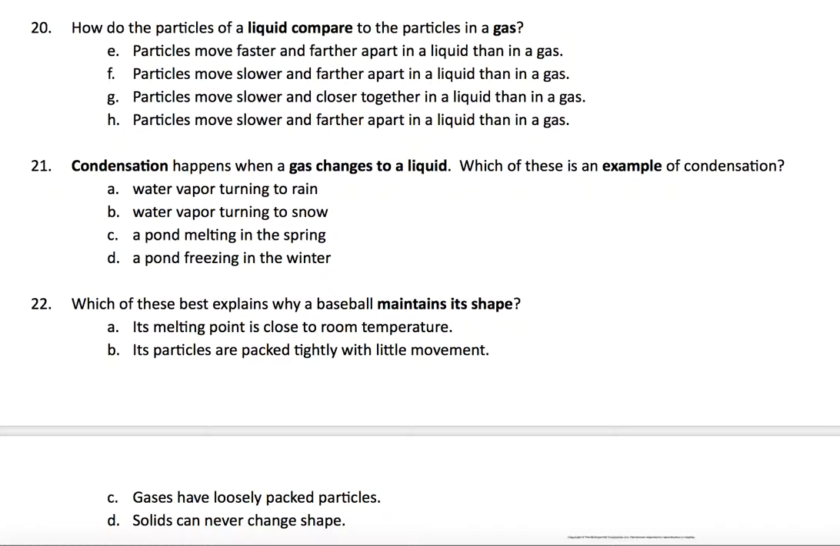21. Condensation happens when a gas changes to a liquid. Which of these is an example of condensation? A, water vapor turning to rain. B, water vapor turning to snow. C, a pond melting in the spring. D, a pond freezing in the winter.